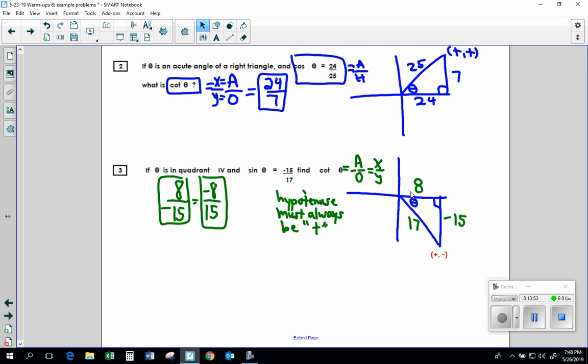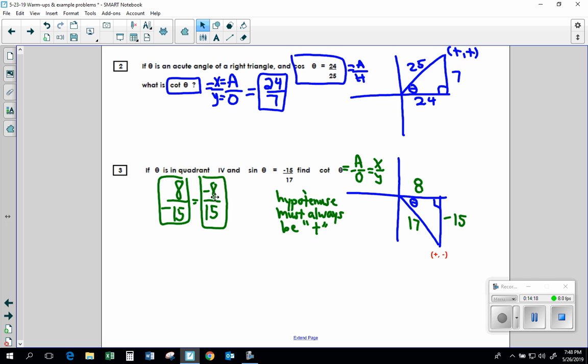You're all good to go. Okay, if not, again, you have to use Pythagorean theorem, a squared plus b squared equals c squared, solve for the missing side, get your 8. Now we go ahead and just answer the trig function itself, and what's the cotangent of theta? Cotangent is adjacent over opposite, or x over y. X is 8 over y negative 15. Okay, 8 over negative 15.